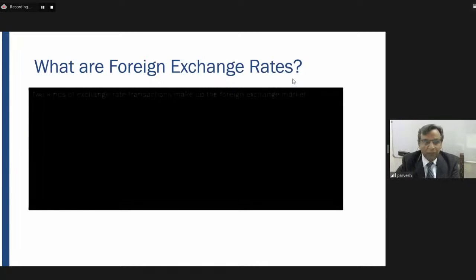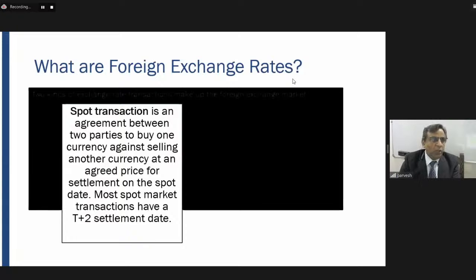Now there are two kinds of exchange rates. There are two kinds of transactions, I would say. One is called the spot transaction. Basically, when we require a foreign currency for immediate payment, or when we are receiving money from abroad and would like to convert that money into the home currency, we carry out a spot transaction.